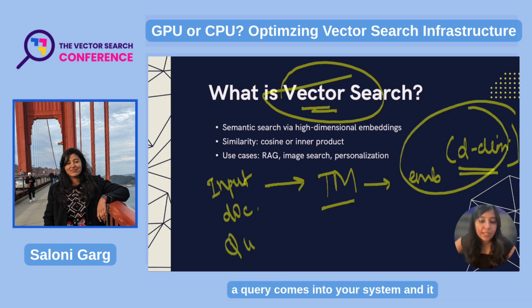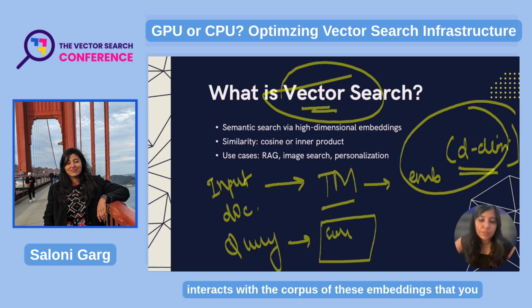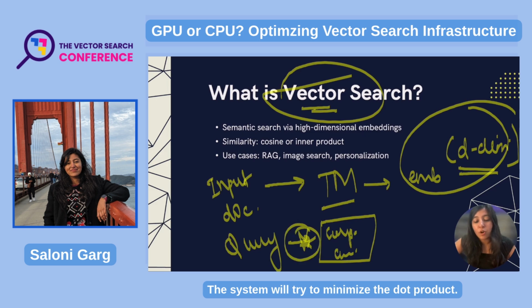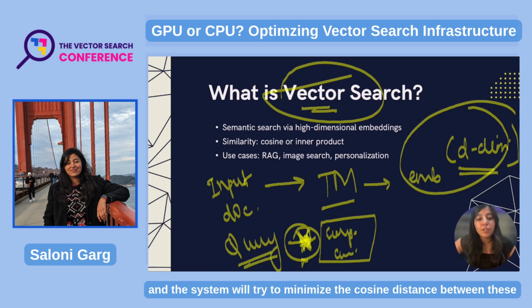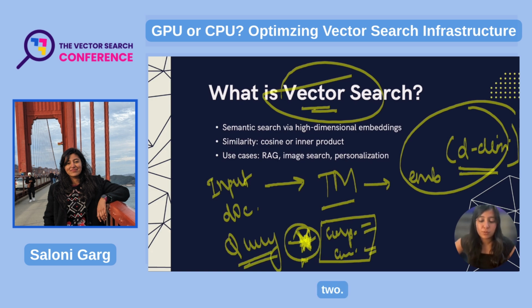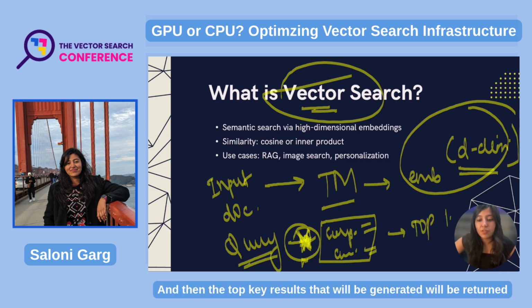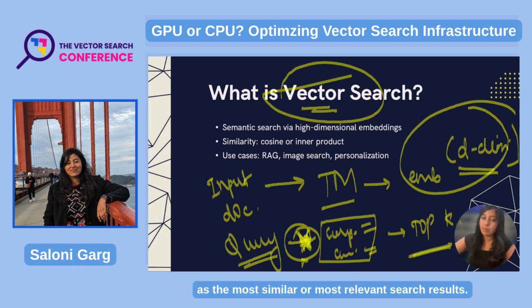Now, for example, a query comes into your system and it interacts with the corpus of embeddings that you have. The system will try to minimize the dot product. You can have another kernel instead of dot product as well, but let's say your kernel for now is dot product, then the system will try to minimize the cosine distance between these two. And then the top k results that will be generated will be returned as the most similar or most relevant search results.